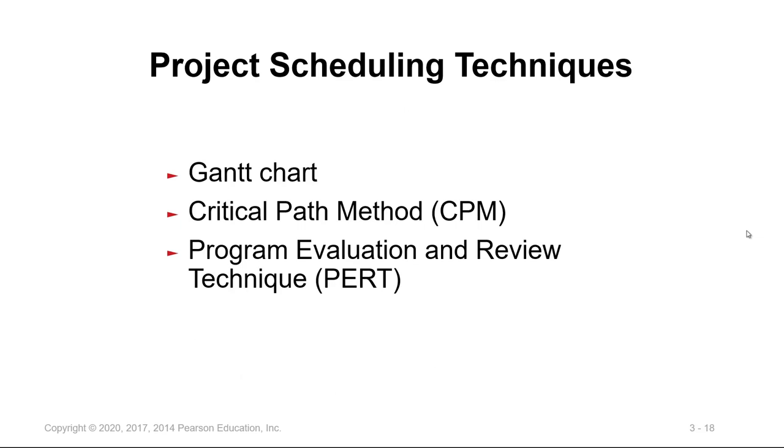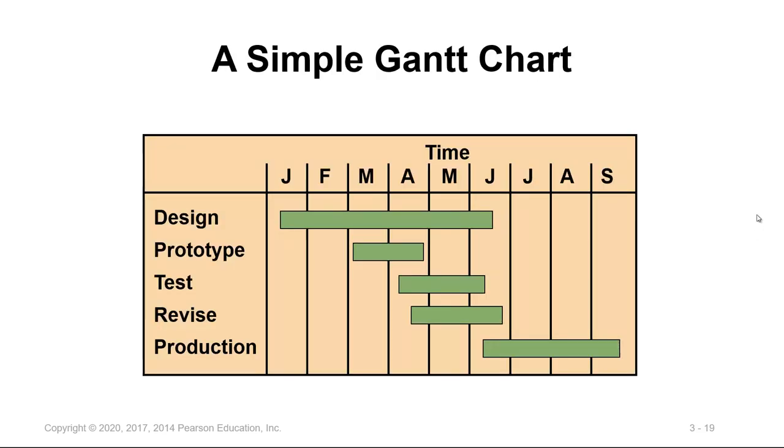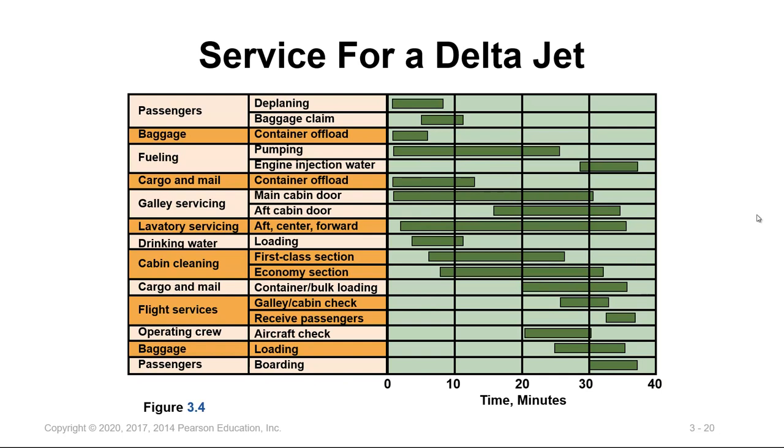The project schedule can be captured using a Gantt chart, the critical path method, and the program evaluation and review technique, which is called PERT. This slide shows an example of a simple Gantt chart with the different activities and their duration. This figure shows the activities required to service a Delta jet. You can see the sequence of these activities and the duration for each activity, which is documented here in the form of a Gantt chart. So that will assist me in following up with the activities and how much has been completed from each activity and the total duration of the service.